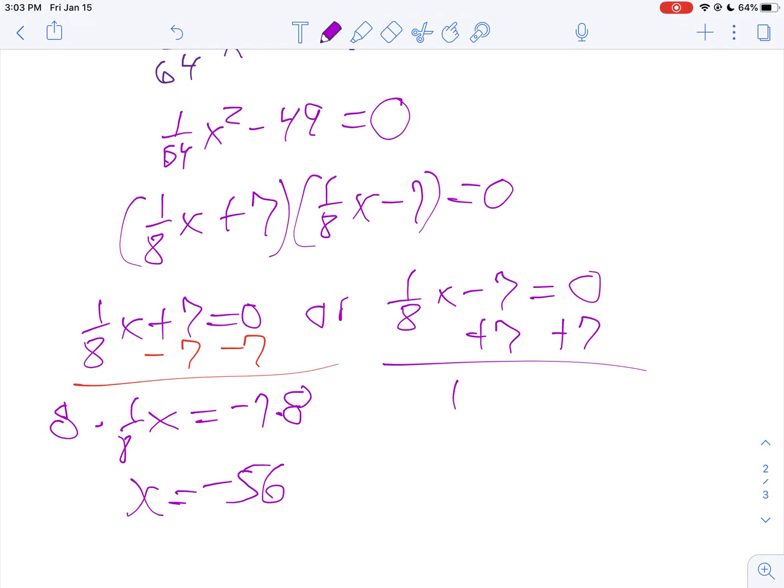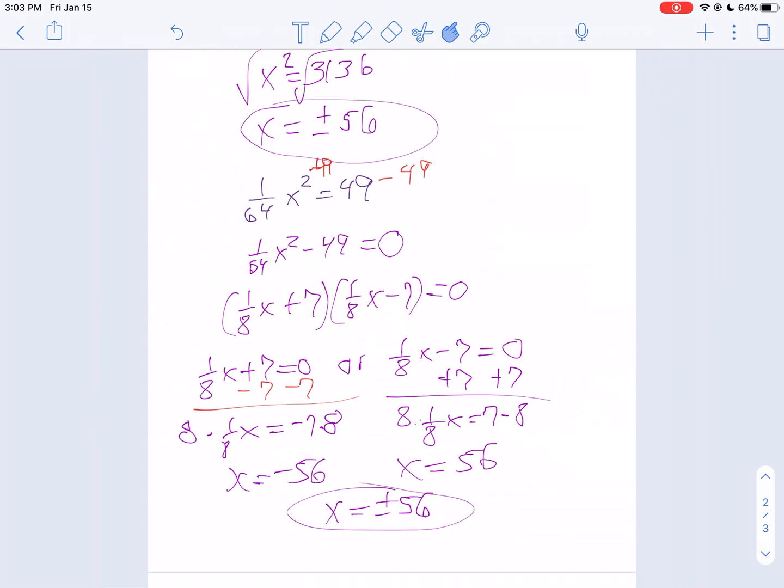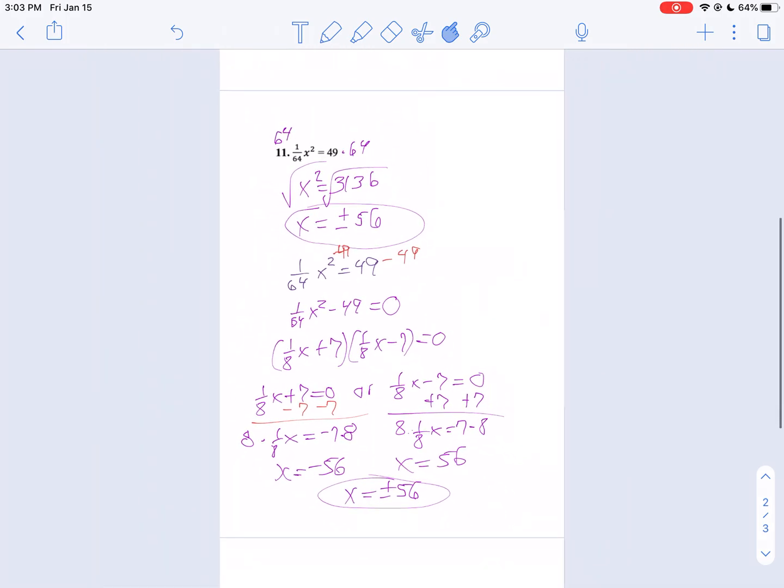On the next one, we get 1/8 x equals 7. Multiply by 8, and x equals 56. Notice, no matter how you do the problem, you get the same solution. We have just two different ways of looking at this problem. You can use the square root property, or you can factor it, whichever way you like to do it.